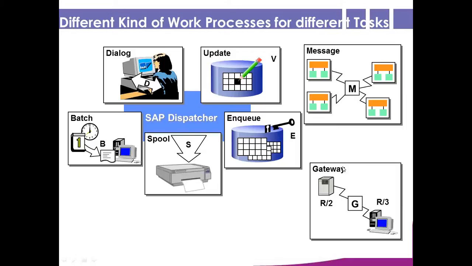Those should be always working. Gateway should be working, the gateway service is open. Message server should be running. But whereas update, it is running always, but we utilize it whenever required only. Update or NQ or spool, the work processes are all there, but we utilize them whenever required. But message server should be always running. Gateway should be always running and open.